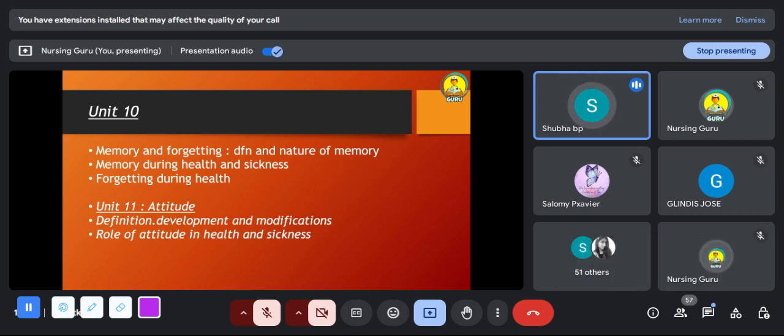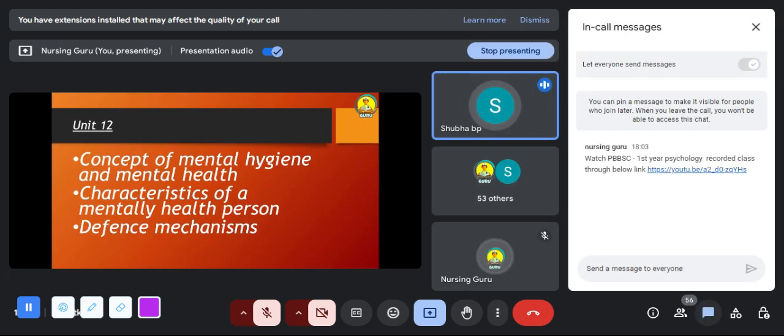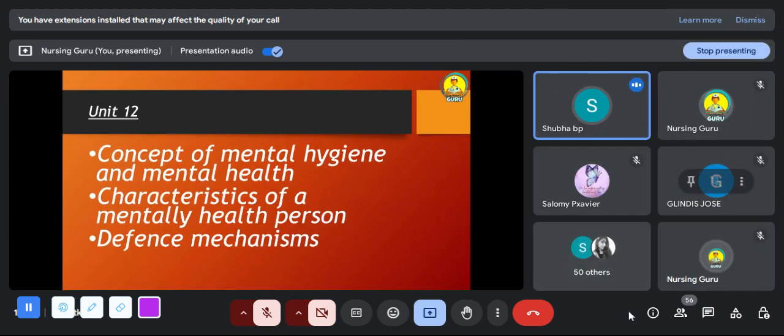Okay, and the last unit is unit 12. This is the last unit of your psychology syllabus. That is concepts of mental hygiene. From this unit, you can expect a 2 marks question. Sometimes they may ask for 3 marks, not more than 3 marks. You cannot expect any 5 marks, 10 marks or 15 marks question from unit 12. You will get only 3 marks questions, or sometimes only 2 marks questions.